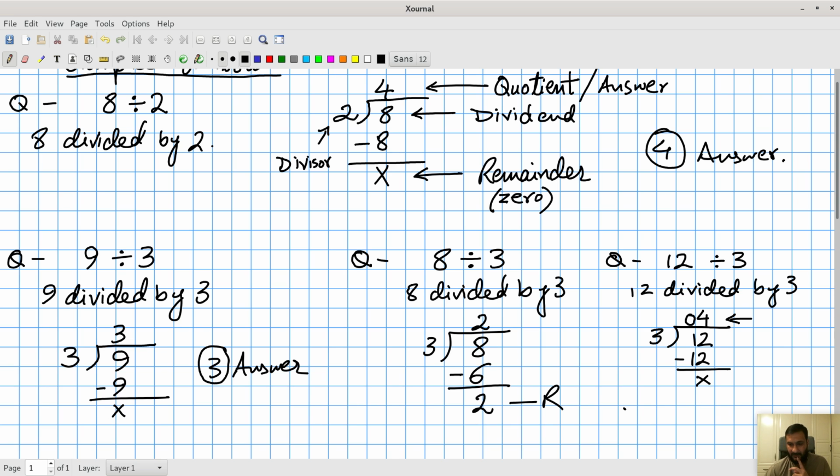But let me write that here first. This is 0 4. Is it 40 or 4? The leading 0 in any number is always insignificant. We don't need to write it. So 0 4 is technically just 4, and that is our answer, right?